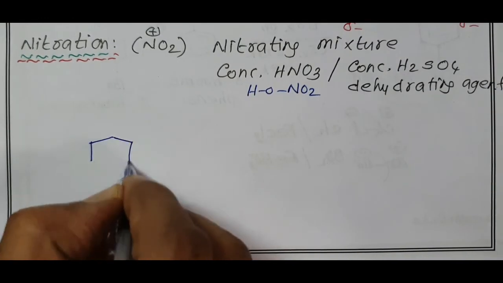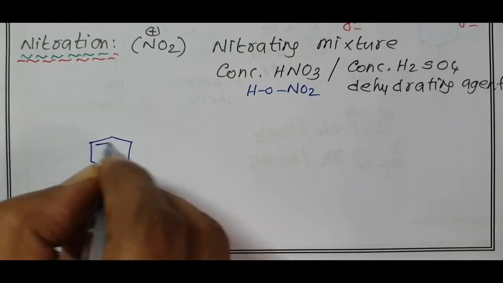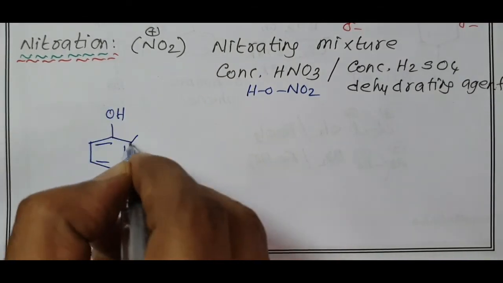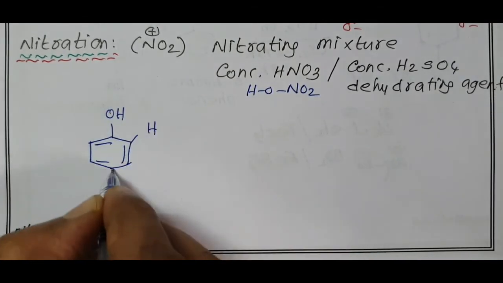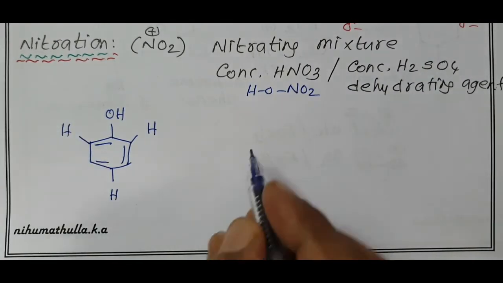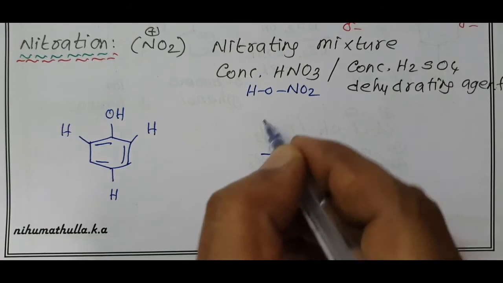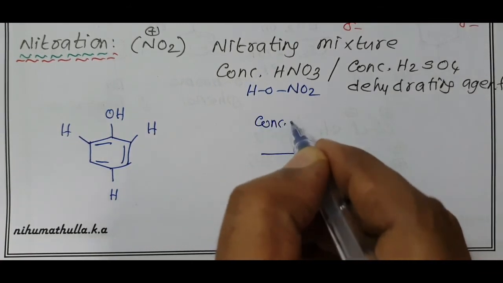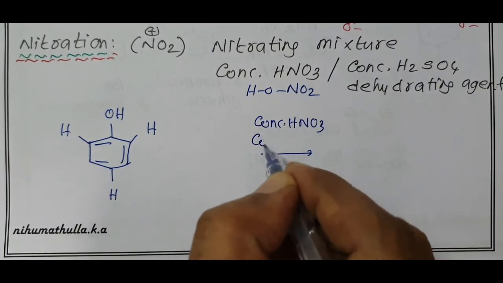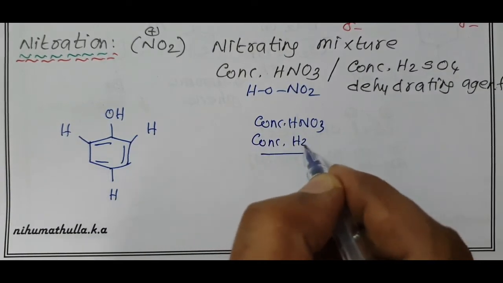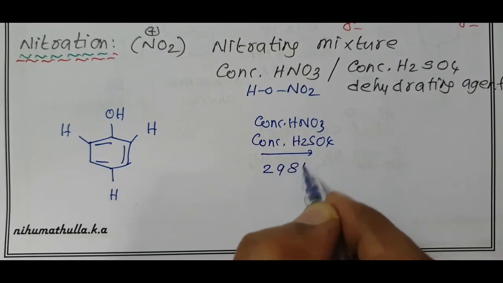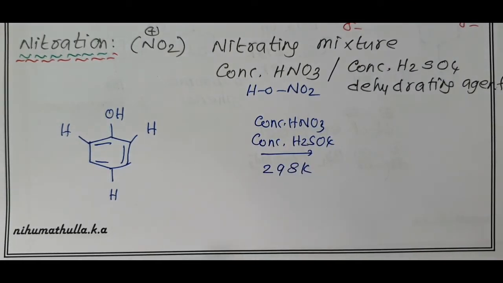Phenol, C6H5OH. Ortho, one hydrogen. Para, one hydrogen. Ortho, one hydrogen. The reaction takes place in the presence of concentrated nitric acid, HNO3, and concentrated sulfuric acid, H2SO4, when heated to 25 degrees Celsius or 298 Kelvin.